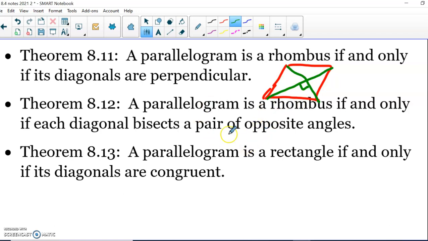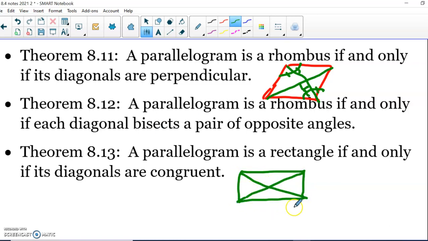In a rhombus, the diagonals bisect the angles. That wasn't true in our parallelogram, but it is true in a rhombus. The diagonals bisect the angles. And the last one, in a rectangle, the diagonals are congruent. It wasn't true in a parallelogram. We got a short one and a long one. But in a rectangle, when you straighten it out, you get two congruent diagonals.